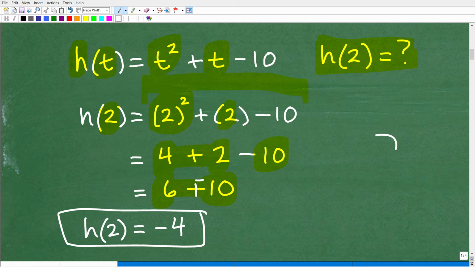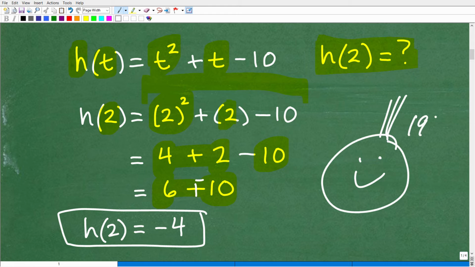And if you got that right, I must go ahead and give you a nice happy face with a good old 1982 Mohawk, an A plus 100%. Matter of fact, I'm going to give you a few stars just so you can feel extra special today. So nice job. Now if you didn't get this right, the whole point is, did you learn something? And if you learned something, nice job as well.